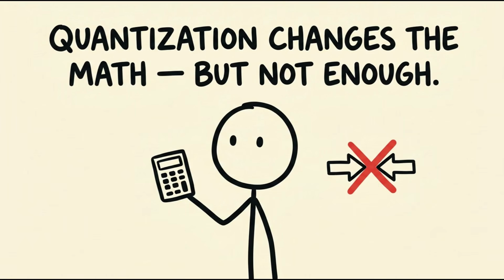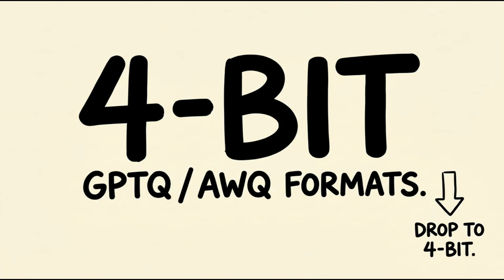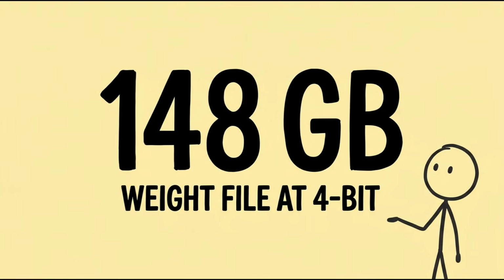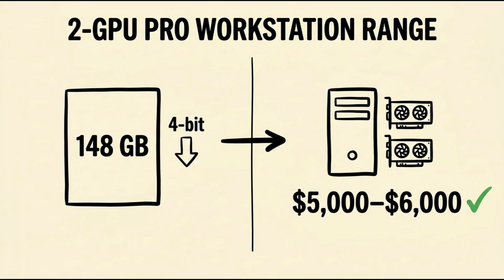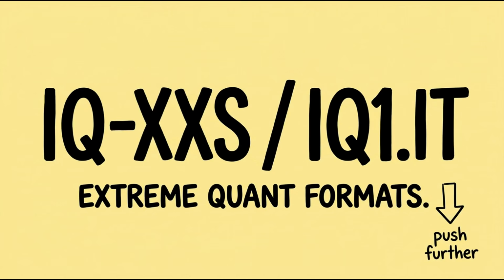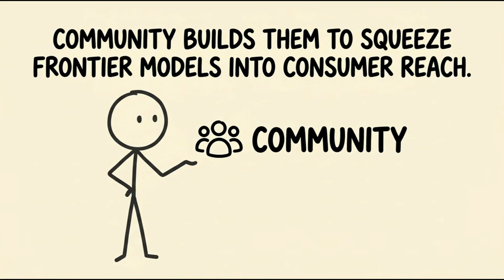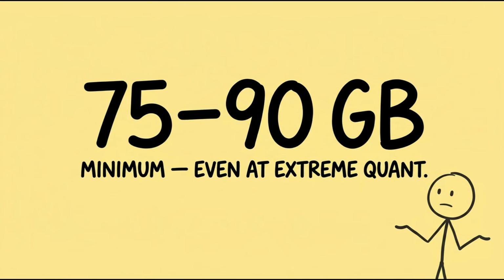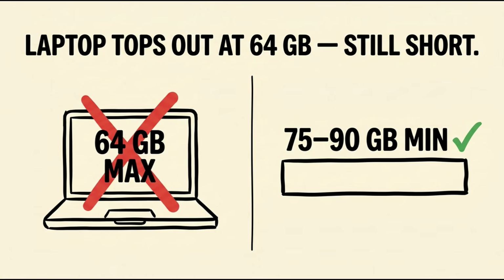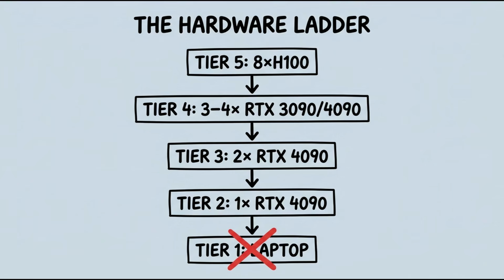Now, quantization changes the math, but not enough to close this particular gap. Drop to 4-bit with GPTQ or AWQ formats, and the weight file falls to around 148 gigabytes, which gets you into 2 GPU Pro workstation range, $5,000 to $6,000 of hardware. Push further into the extreme formats, IQ-XXS, IQ1, the stuff the community builds specifically to squeeze frontier models into consumer reach, and you're still at 75 to 90 gigabytes minimum. A high-end laptop tops out around 64 gigabytes of unified memory or system RAM. You're short every time.